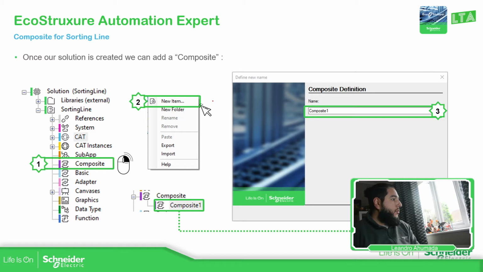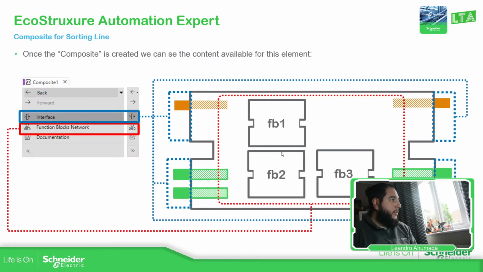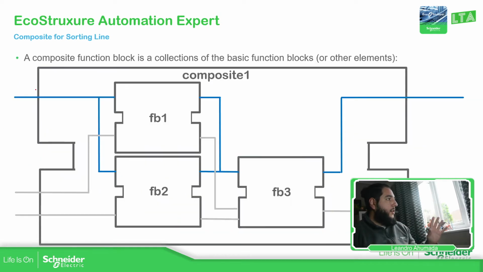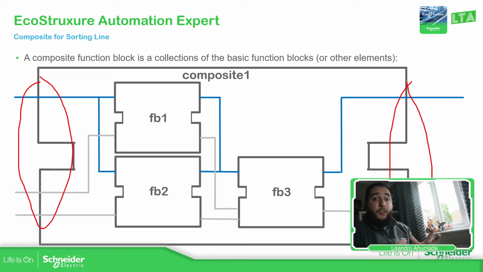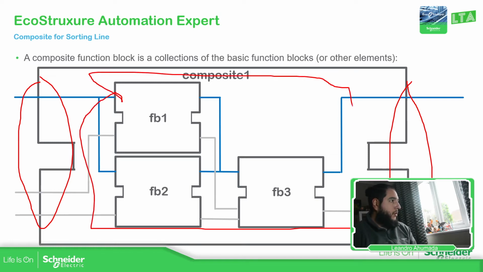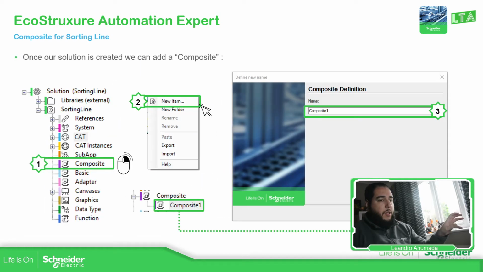In order to create a composite is very simple, it's the same as we have done before with the function blocks, the basic and the adapters. We just right click on composite and select new item, and in there we should be able to name this composite. Now, as I mentioned before, you have the view that explains it over here, and there are a few things that we need to configure, that are the inputs and outputs. That is the interface side of our composite. And then the other part that we need to do once we have the inputs and outputs is the function blocks.